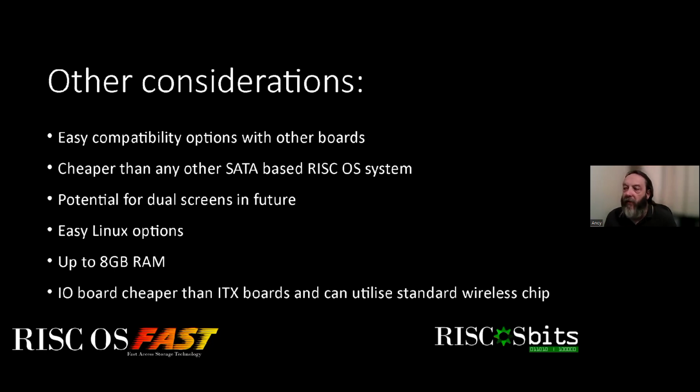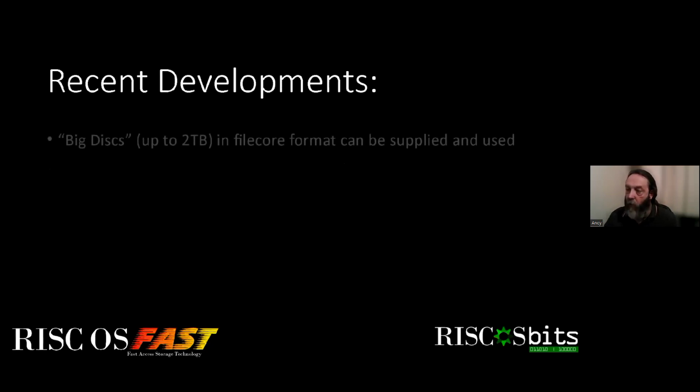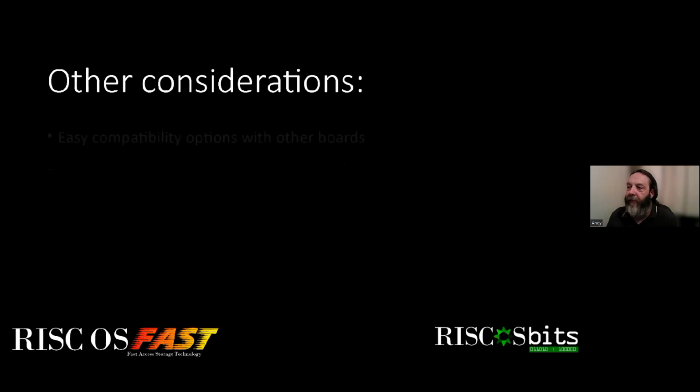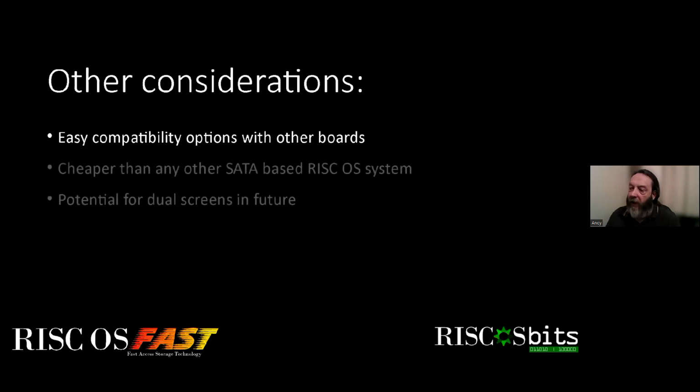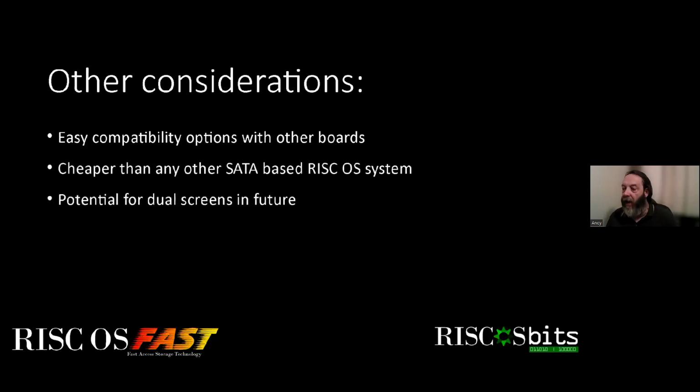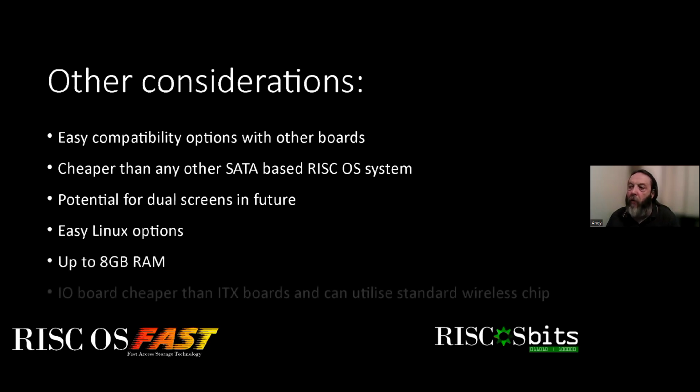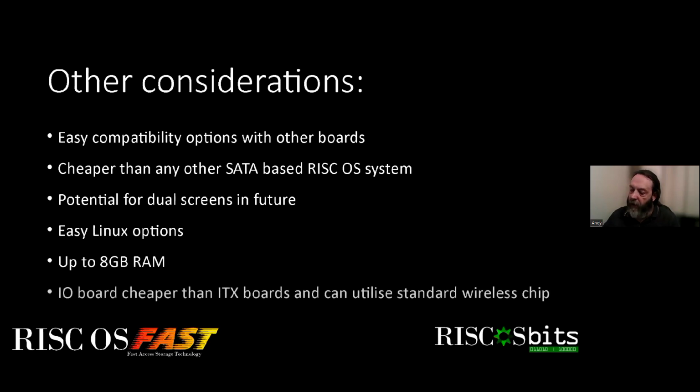It's cheaper than any of the other SATA-based RISC OS systems. Even the ones that are quite old are substantially more expensive than what we're doing. And some of that is down to the fact that the Raspberry Pi official I/O board is cheaper than we could ever make anything like that. And using that as the base of our system makes it really cheap, whereas some of the other boards are using either in-house designs or single board computers that are more expensive in the first place. The beauty of the Pi system is there are lots of them, they make lots, and they manage to make them cheap.